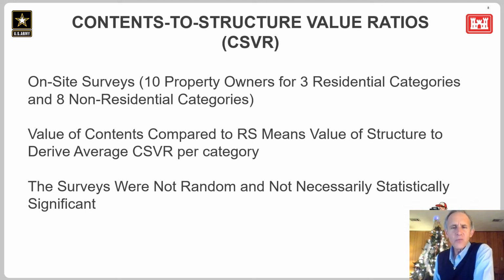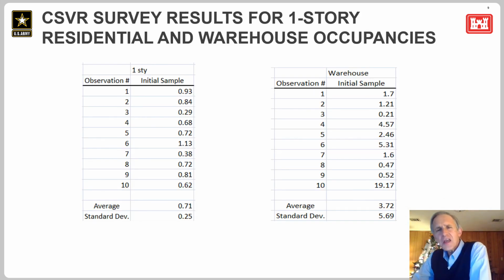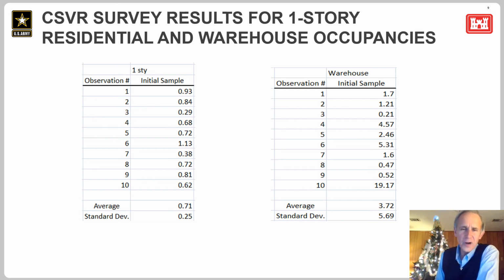The surveys we did back then were not random and not statistically significant, but to get any kind of primary information was pretty good. Here are CSVR surveys that we did for residential 1-story. You can see we did 10 and we got a 71%. So the contents was 71% of the structure value for a residential 1-story. And the standard deviation around that, the uncertainty, because we did 10 of them, so they weren't all the same. If you take that column of numbers, you get the mean and standard deviation. You can see it had a 0.25. So we've got the mean and standard deviation.